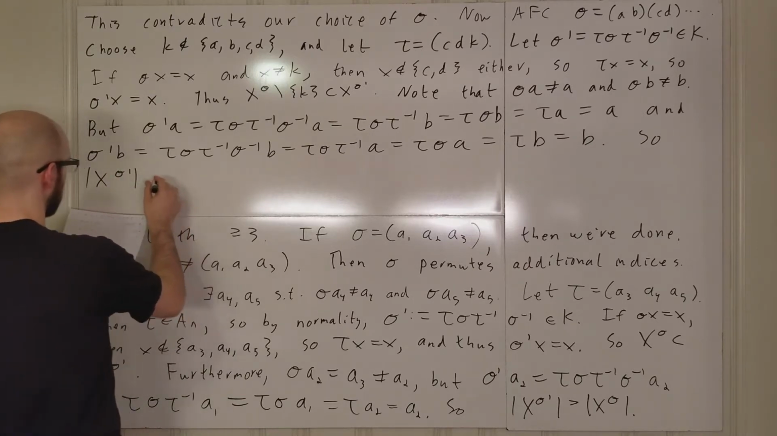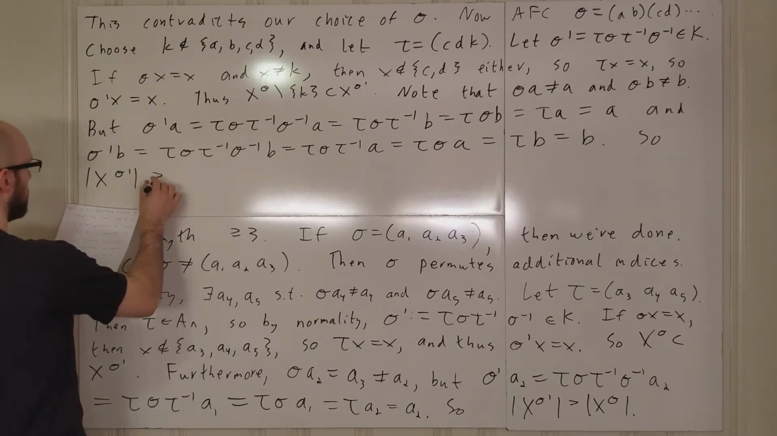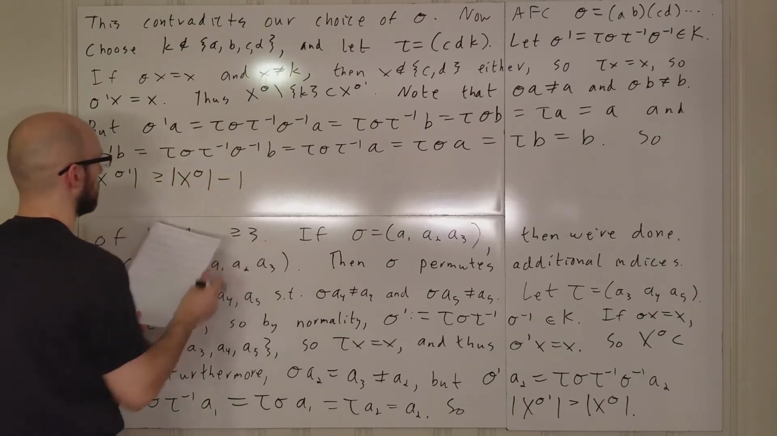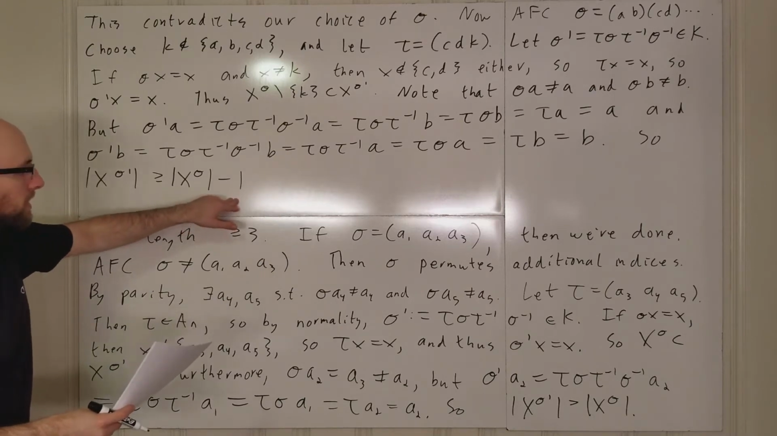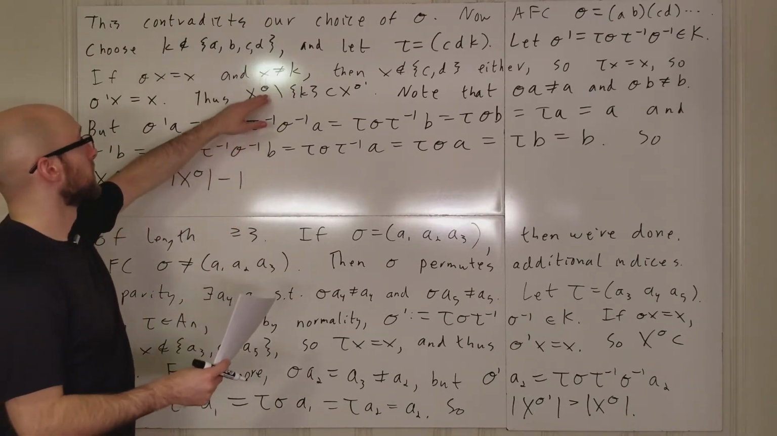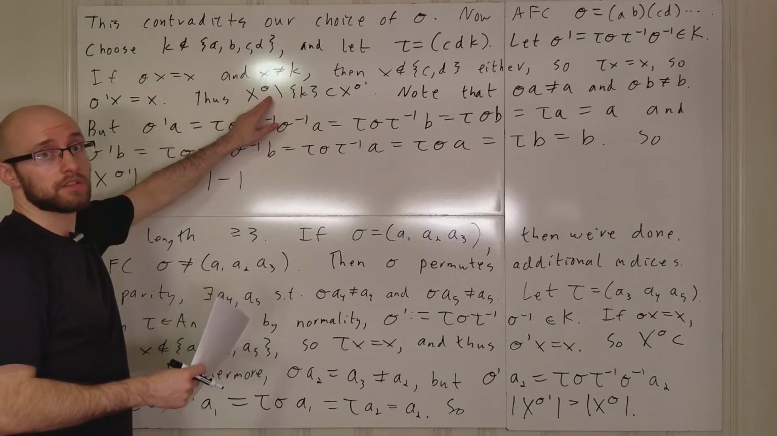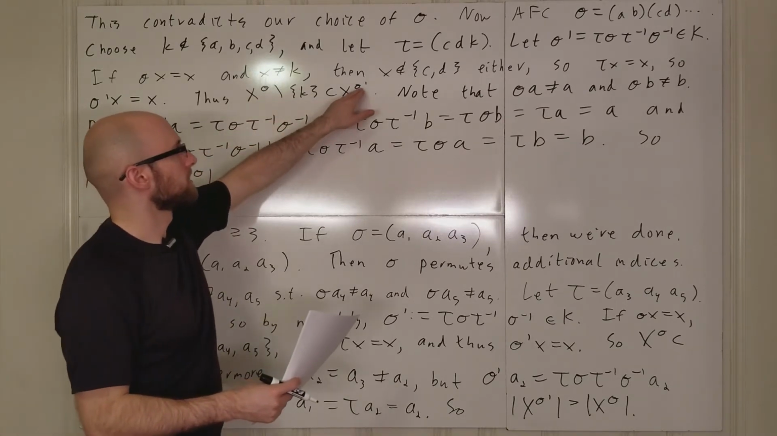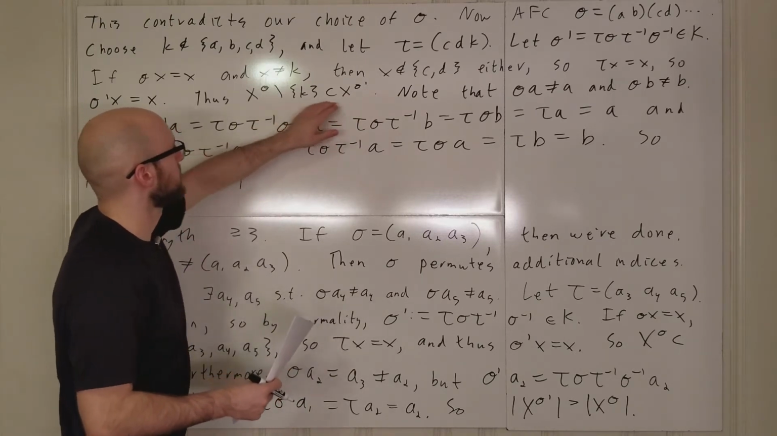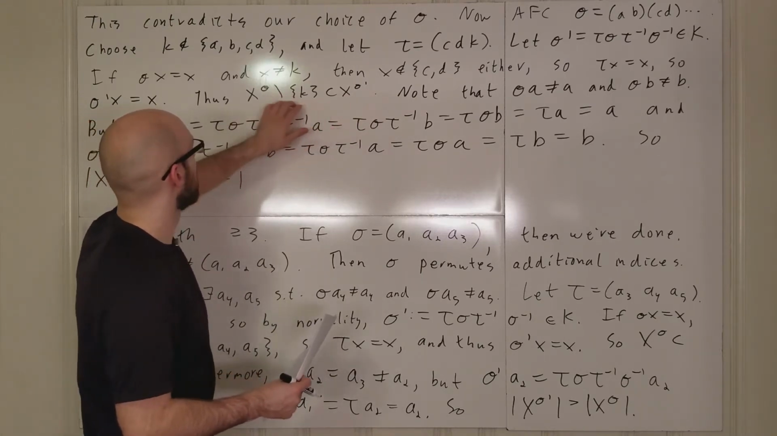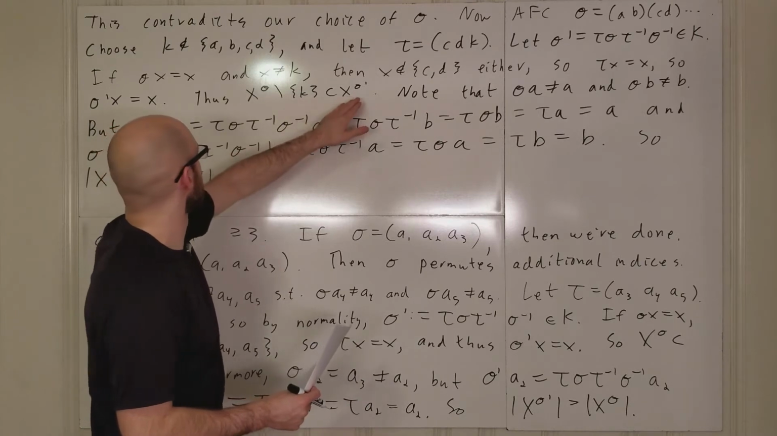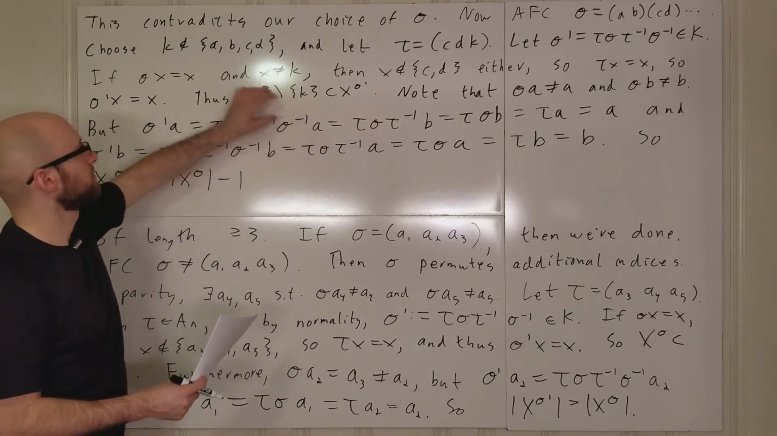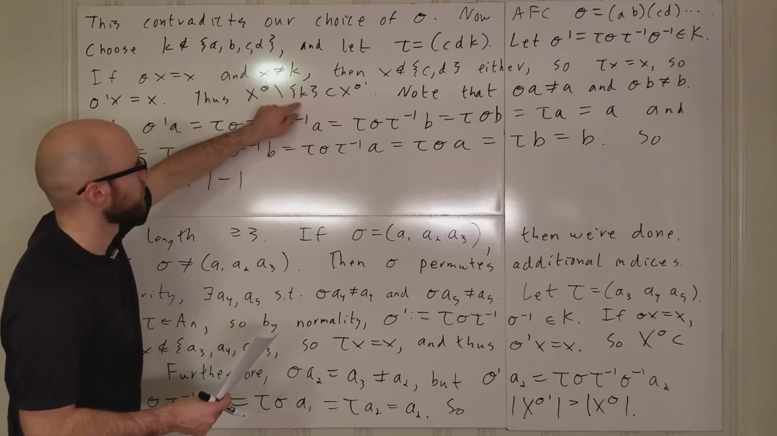So the size of the collection of fixed points for sigma prime is going to be greater than or equal to the size of this minus 1. And that's because the fixed-point set of sigma minus k is contained in the fixed-point set of sigma prime. And so the size of this is going to be less than or equal to the size of this. So the size of this is greater than or equal to the size of this, which is equal to the size of this minus 1 for that k.